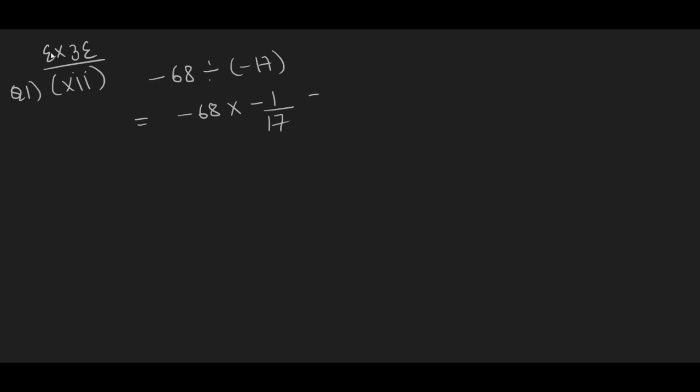From exercise 3E, question 1, part 12. So we have, children, minus 68 divided by minus 17. So this will be minus 68 into minus 1 by 17. So this minus minus will become plus, and 68 upon 17. So 17 2s are 34, 17 4s are 68. So the answer would be, children, 4.